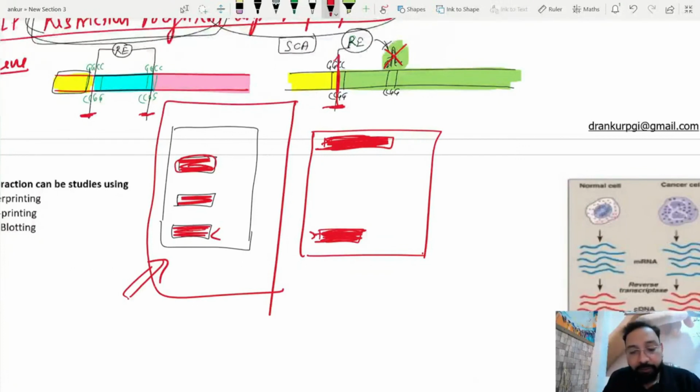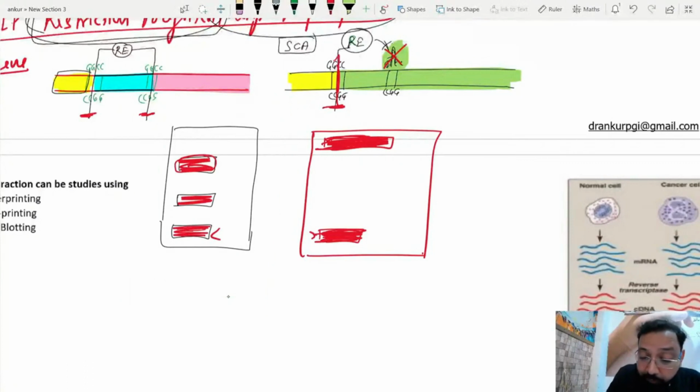If I give you this, normal. Yes, but you will say, sir, we can't visualize this DNA. DNA is colorless. After you did electrophoresis, I can't see how many bands are there because DNA is colorless. You can't tell me because you can't visualize DNA.